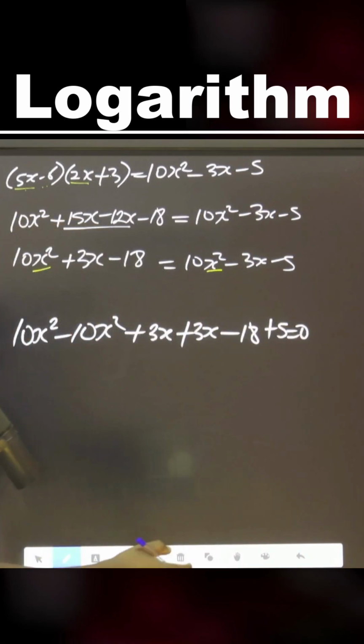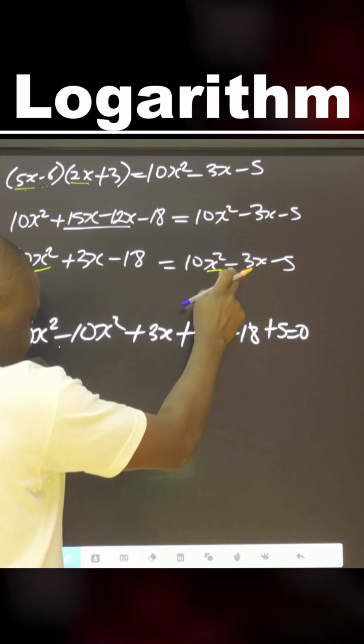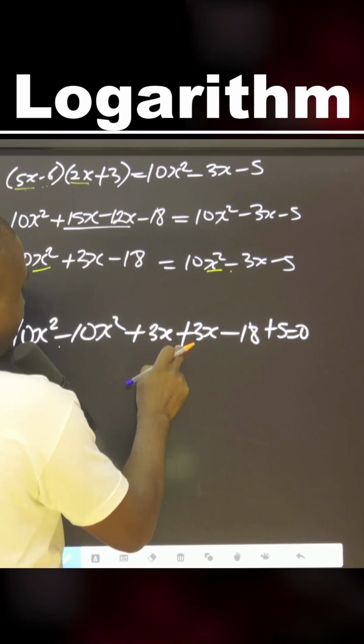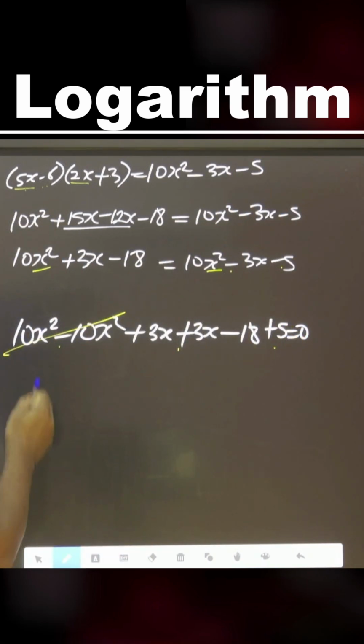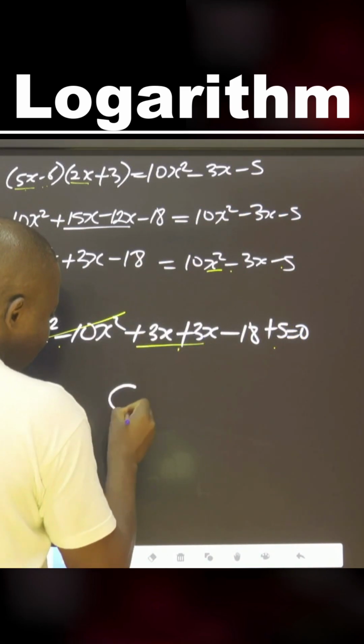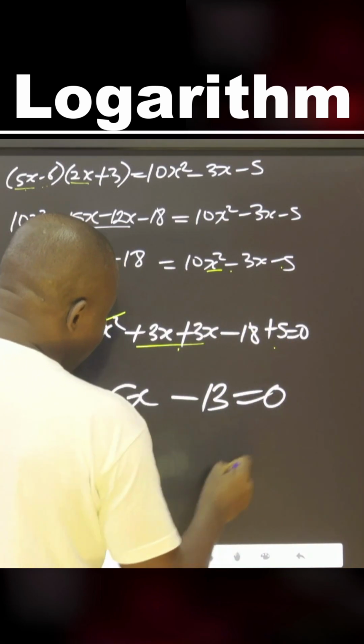That is what, 0. Please remember, when this is coming to this side, it's minus. When this minus is crossing, it becomes what? Plus. And when this minus is coming to this side, it becomes plus. This and this is gone. This is 6x. This will give us minus 13 equals 0.